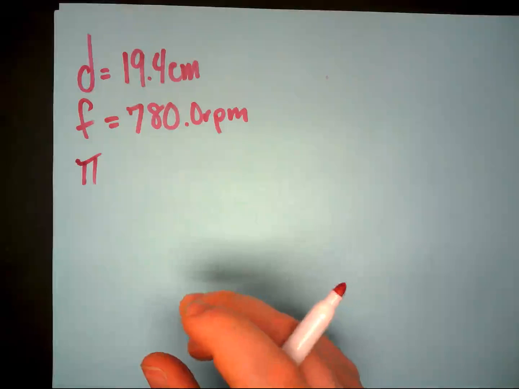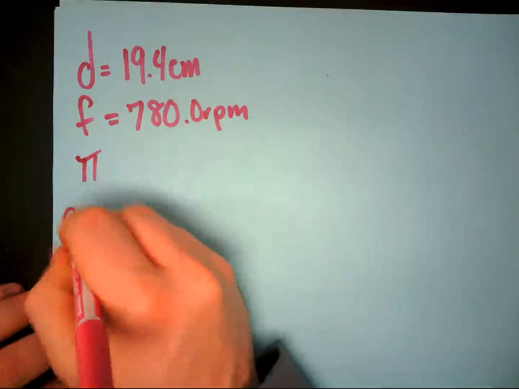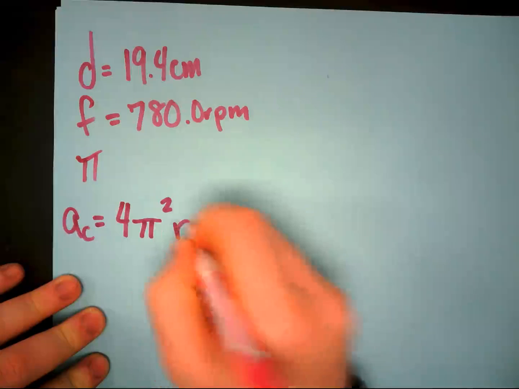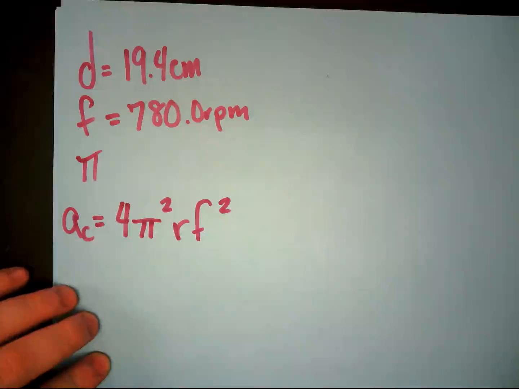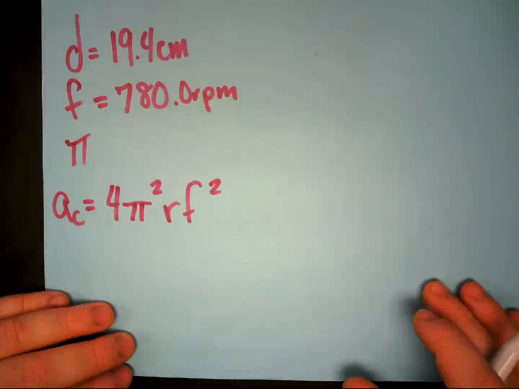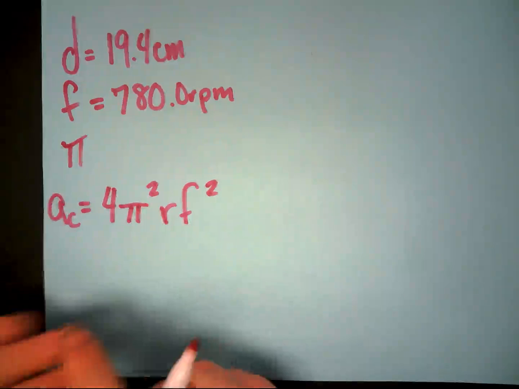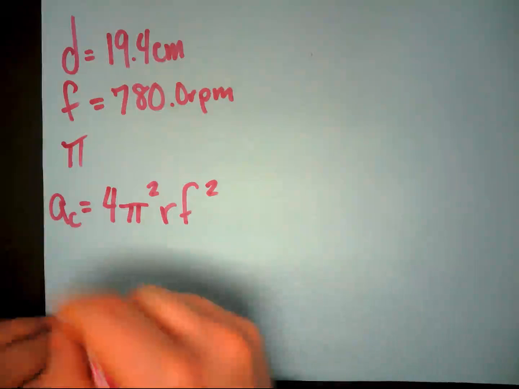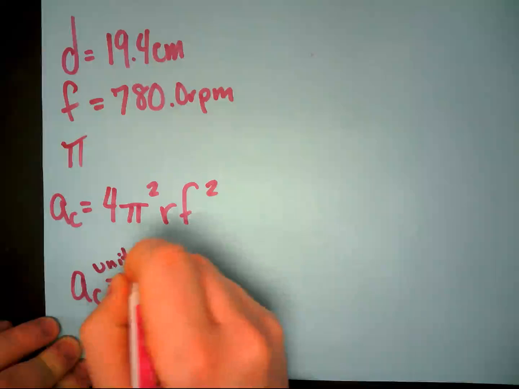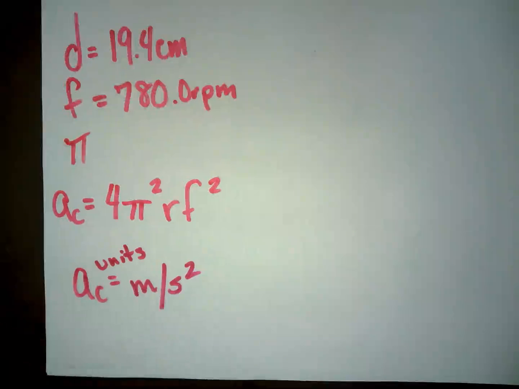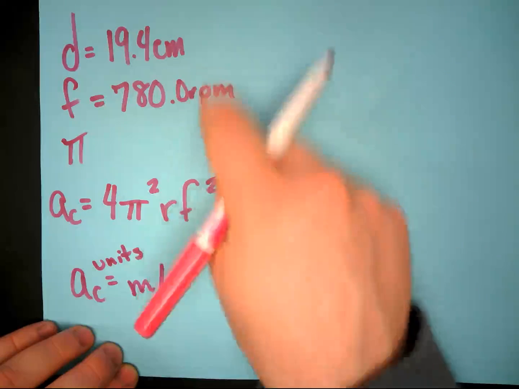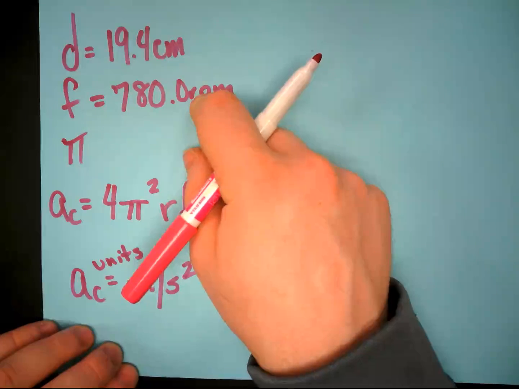Okay, so let's take a peek at what we have to work with here. The centripetal acceleration equation is going to be 4 pi squared times the radius times frequency squared. So this is what we're using. But before we're able to plug anything in, we've got to get our figures matched up. Remember, the units for centripetal acceleration are meters per second squared, and we need to make sure we have units that reflect that here as well.